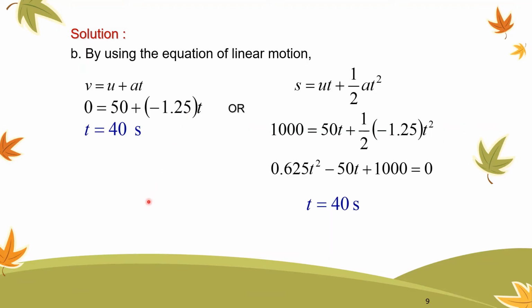And for the next question, by using the equation of linear motion, we know that v = u + at. We already have the values for u and a. So we will get the time taken for the plane to stop, which is 40 seconds. Or we can use s = ut + ½at². We know s is equal to 1000 meters, and we will get the same answer.